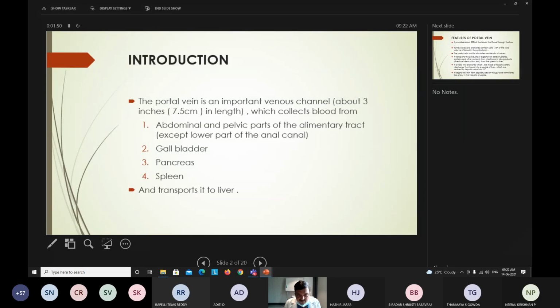It collects the blood from the abdominal and pelvic part of the alimentary tract, the whole of the gastrointestinal tract except the lower part of the anal canal. It also collects the blood from the gallbladder, pancreas and spleen, and after collecting, it transports the blood to the liver.